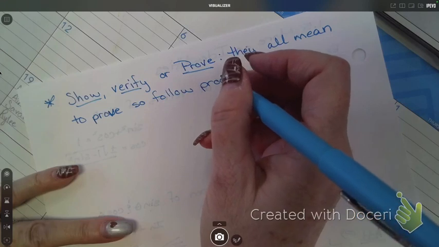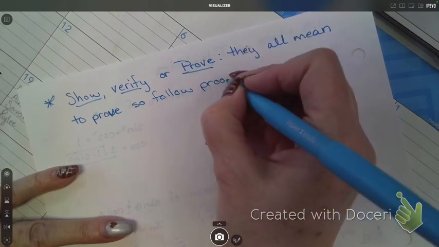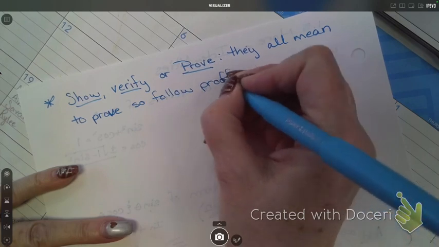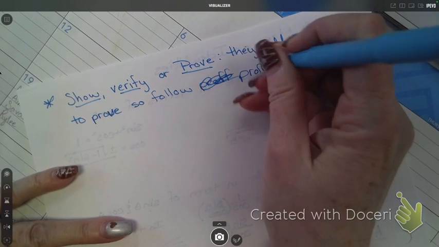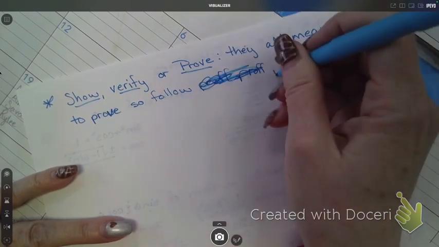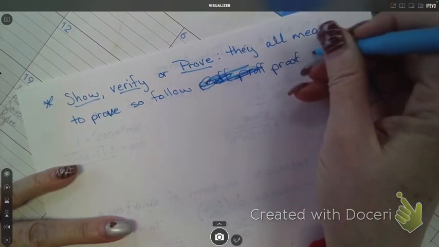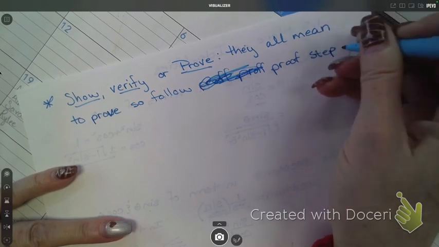Oh my gosh, I cannot, my brain won't do it. And I'm going to do the steps. I'm going to show you.